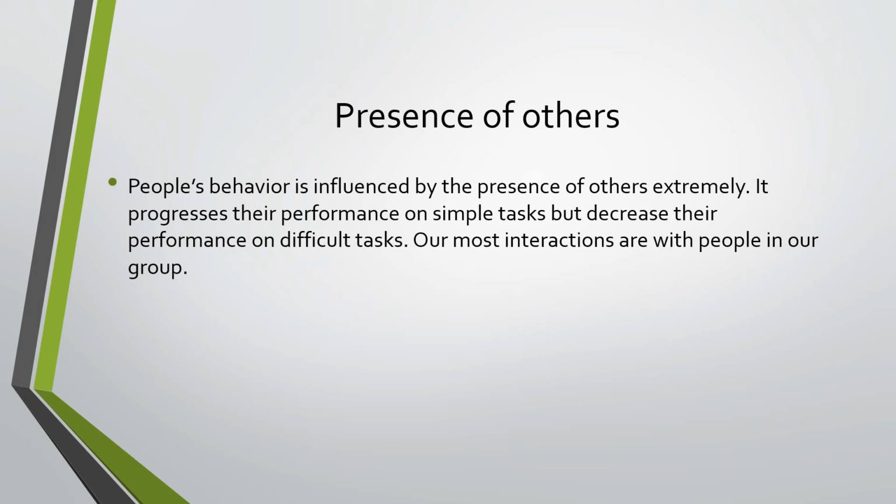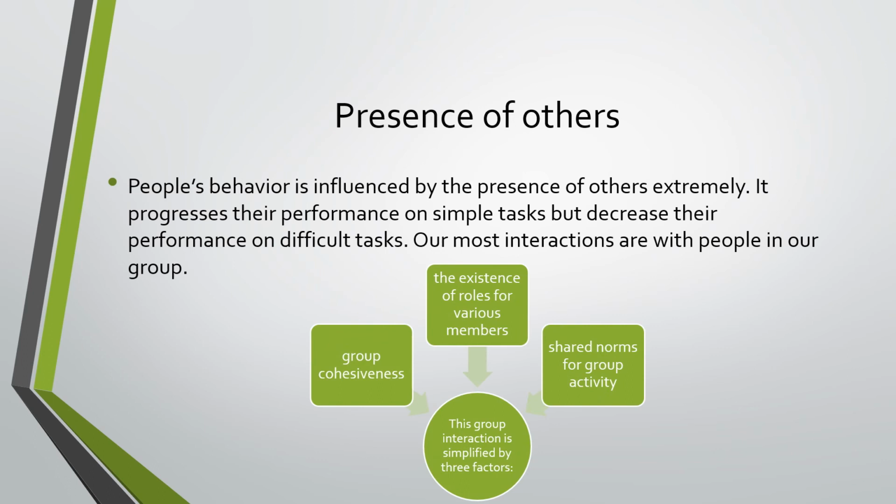About group interaction. Most of our interactions are with people in our group. This diagram shows that group interaction is simplified by three factors. One of them is group cohesiveness, another is the existence of rules for various members, and the last one is shared norms for group activity.